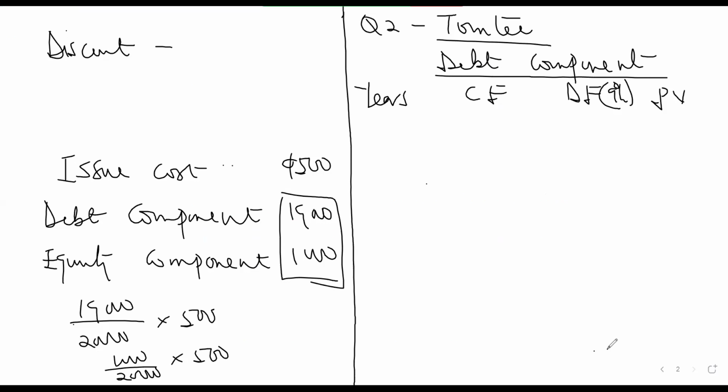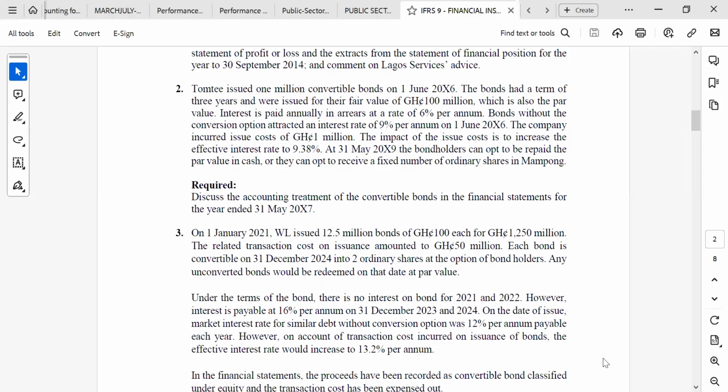Okay, please. How many years are we going to pay the interest on this particular instrument? Four years? What is the useful life of the instrument? The bond had a term of 3 years. Okay, the bond had a term of 3 years, so we are going to be paying the interest for 3 good years.